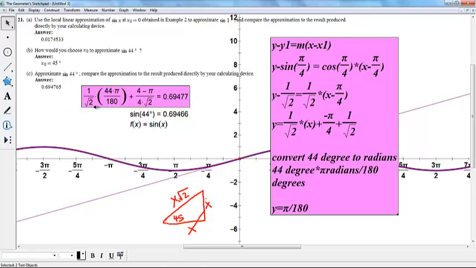And then it says compare that to the actual sine of 44 degrees, and you can see that the actual sine to the ten-thousandths place is 0.69466. So this is completely accurate to 1, 2, 3, 4 decimal places. So hope this helped explain, and let me know if you have any further questions.